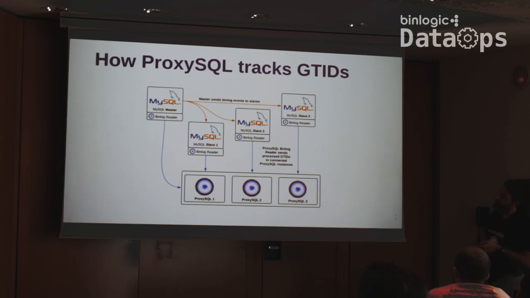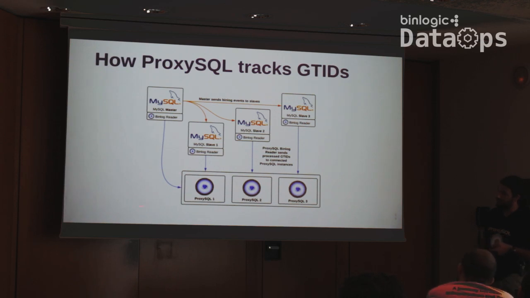Now we have this process, a new process created for ProxySQL, that is streaming the binary log from every server. It basically works as a server connecting using MySQL replication, getting all the binlog events and stripping out everything with the exception of the GTID. Those GTIDs are then sent back to every ProxySQL.